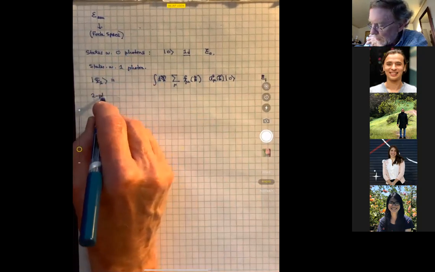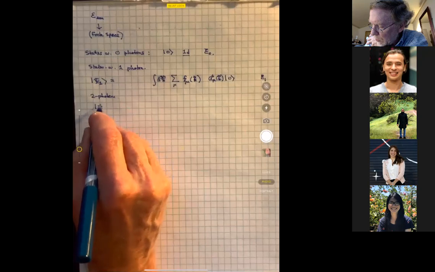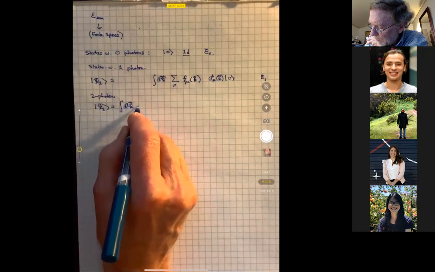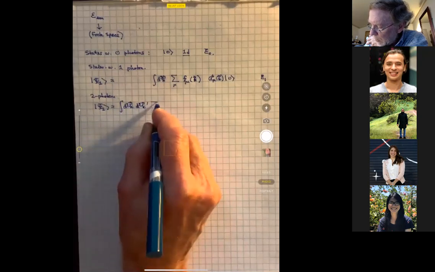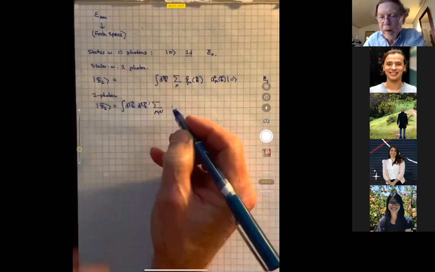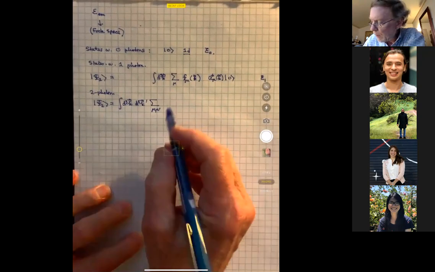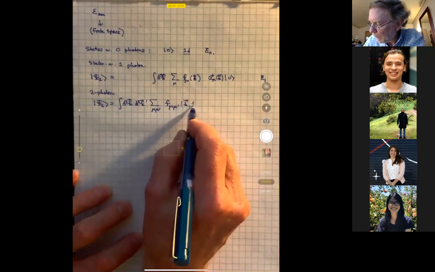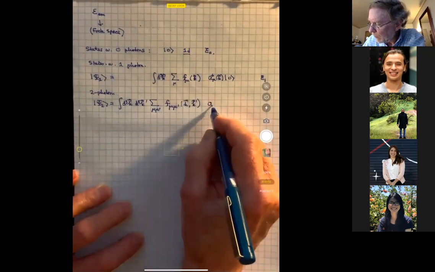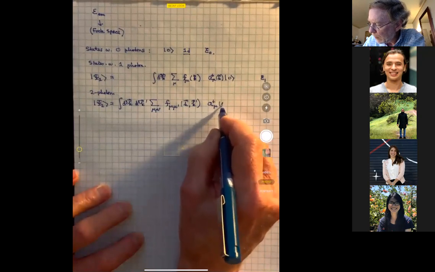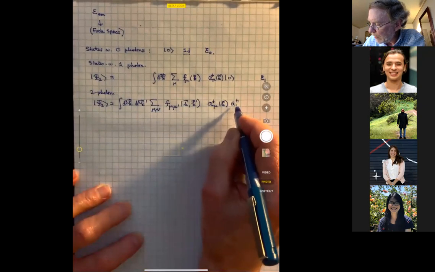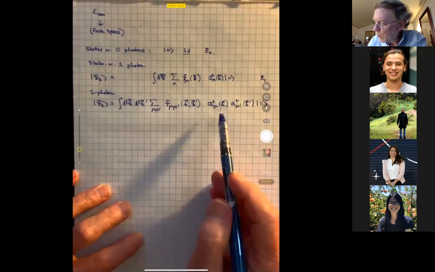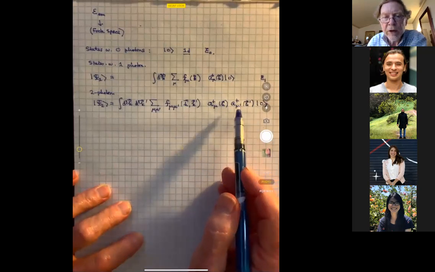Likewise, we can have 2 photon states. Let me call it capital psi sub 2. The most general 2 photon state looks like this. It's an integral over k and k prime. And we have a sum over polarizations mu and mu prime. And then we have expansion coefficients, which depend on mu and mu prime and on k and k prime. I'll call that F, like this. And then we have a creation operator, A dagger sub mu of k, and another creation operator, A dagger sub mu prime of k prime, acting on the vacuum. What these 2 creation operators do is they take the vacuum and create 2 photons.